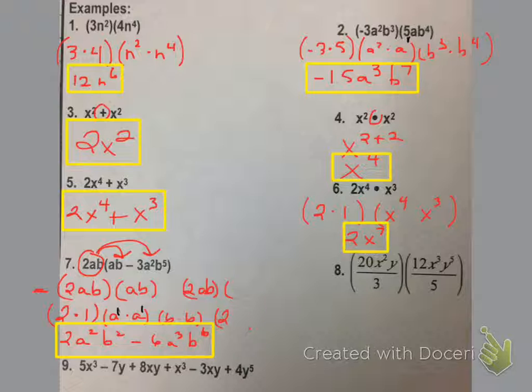Let's look at number 8. Okay, number 8. When we multiply fractions, how do we multiply fractions? How do we do it? No, you don't have to flip anything or anything like that. When you multiply fractions, you just multiply what? Straight across.